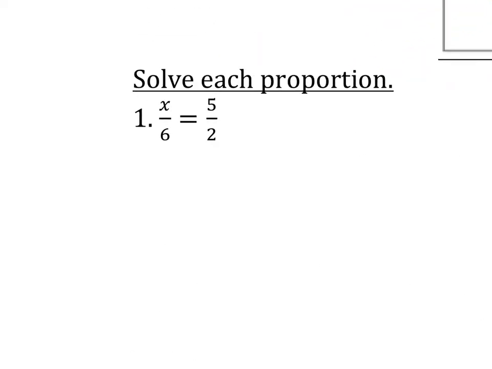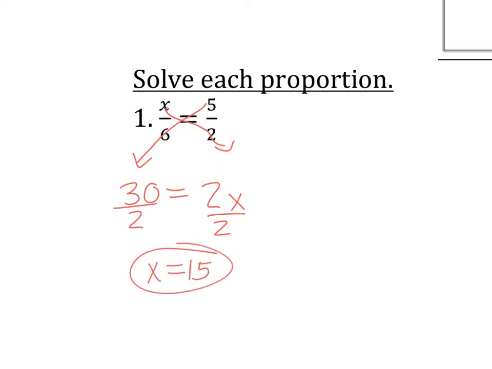Okay, so if I look at number one, I'm crisscrossing, so I want to take numbers that are opposite each other and cross multiply here. So 5 times 6 is 30. Bring my equal sign down to the middle. X times 2 is 2x. And then just solve what's left. So divide by 2, and x equals 15. Okay, so nice and simple.